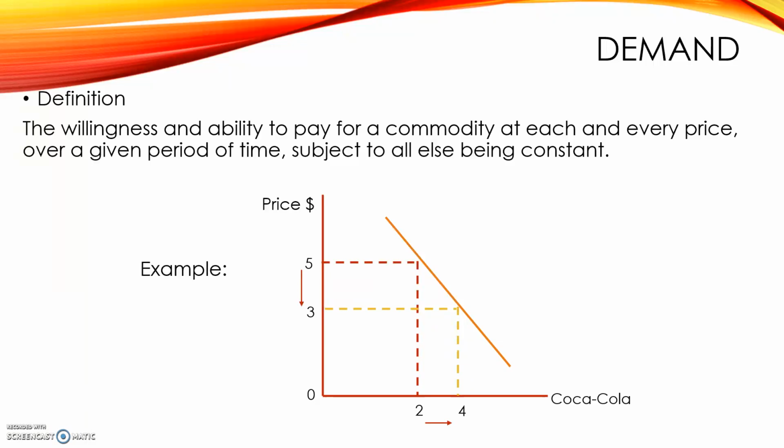Now take a look at this demand curve, for example, for Coca-Cola. The price started at $5, at which people bought 2 bottles, but when the price decreased to $3, the demand increased to 4. Essentially, if the price were to increase above $5, people would buy less Coke, maybe 1 bottle or no bottles at all.